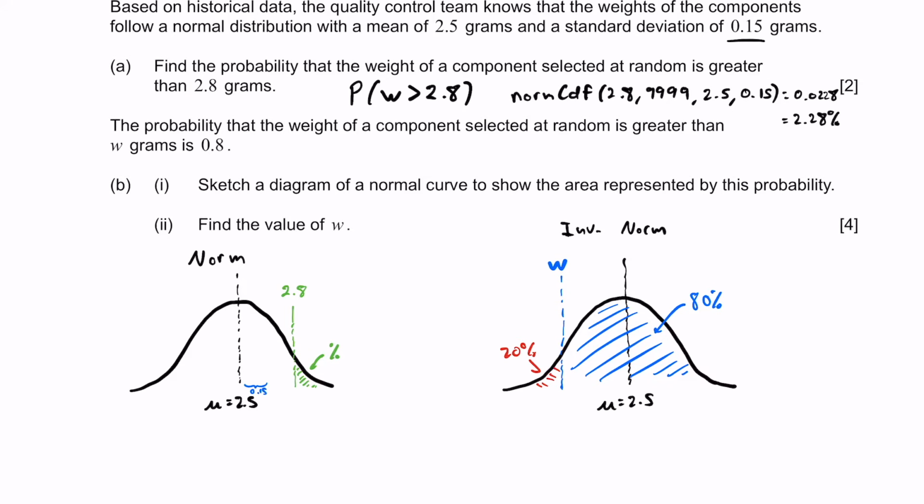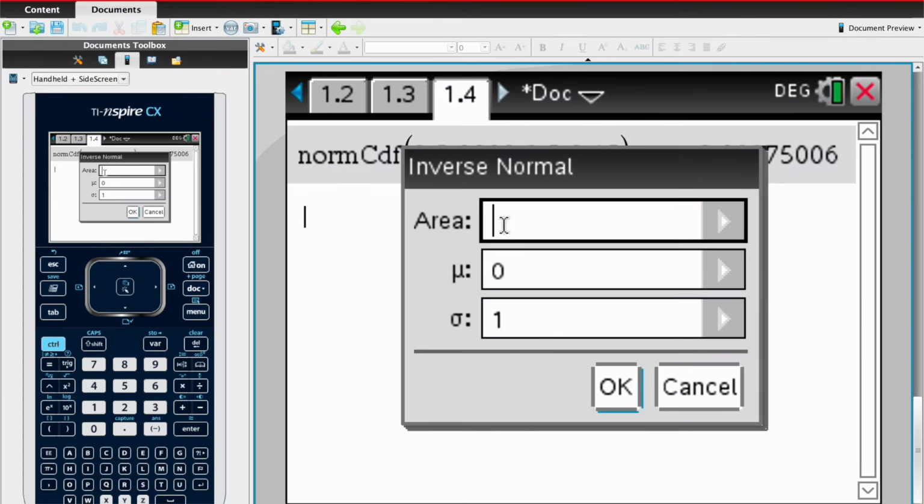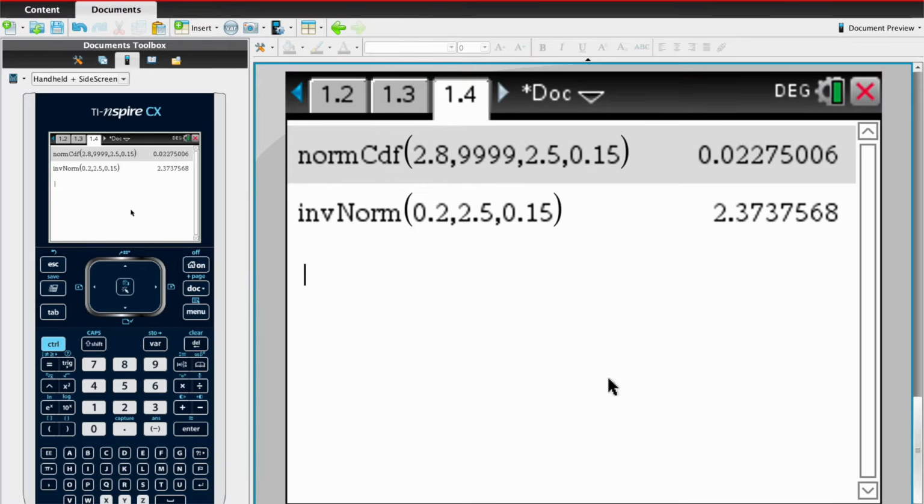So let's go back to the calculator here. Area, calculator sweeps left to right. Let's put 0.2, 20%, because we want 80% on the other side of this. The mean is 2.5. Standard deviation is 0.15. All right. So in this case, that lower bound is 2.3737, or we could say 2.37 grams.